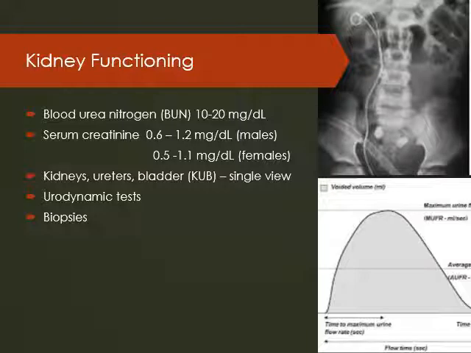Kidney functioning. So we will look at the BUN. An increase in either BUN or serum creatinine can mean kidney dysfunction. We'll look at KUB, kidneys, ureters, bladder, especially for stones and other structural abnormalities. Urodynamic test to measure flow, and you can see that down in the bottom right-hand corner. And also look into DeWit table 33-2 for other diagnostic tests for urologic disorders.